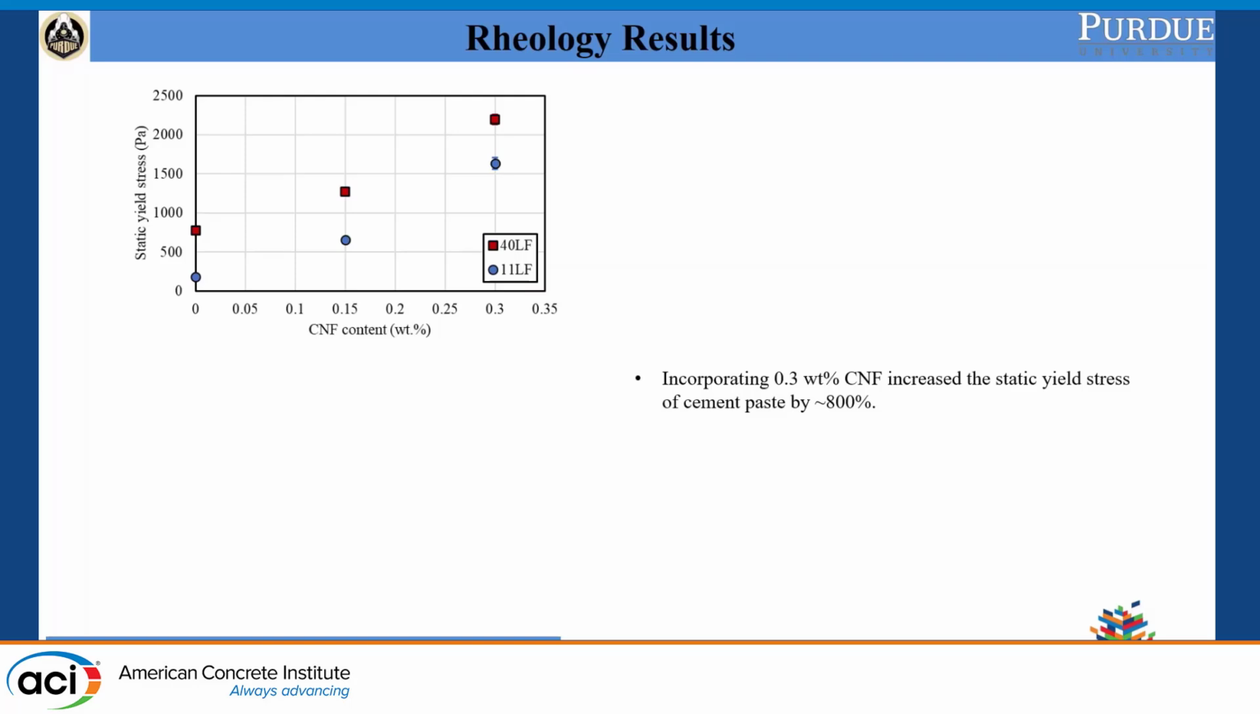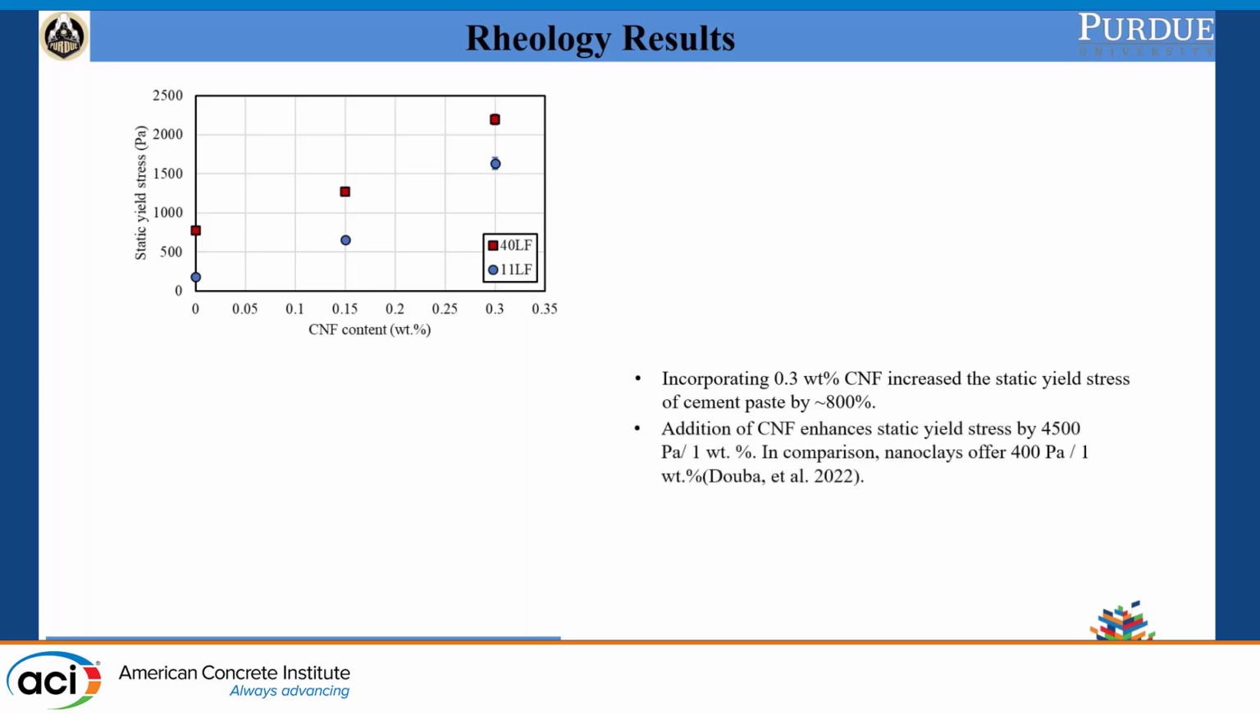The first parameter we are trying to measure is the static yield stress, which is really important for 3D printing concrete. The result shows that with only 0.3% CNF, we can increase the static yield stress by about 8 times. I know a lot of studies talk about nanoclay, and we have results from one of our colleagues. If we normalize the percentage to 1% by weight for comparison, CNF can actually bring 10 times more static yield stress compared to nanoclay.